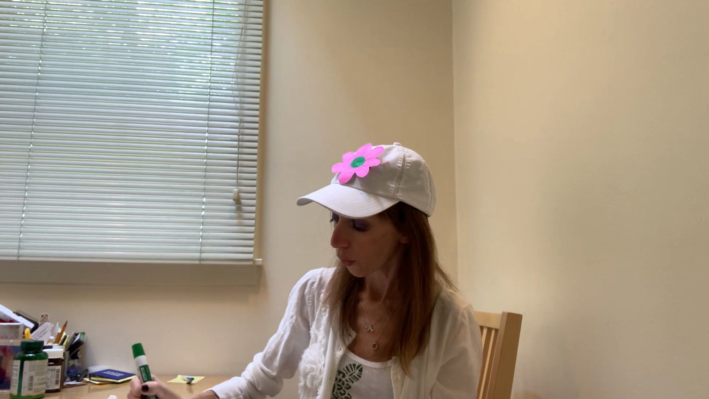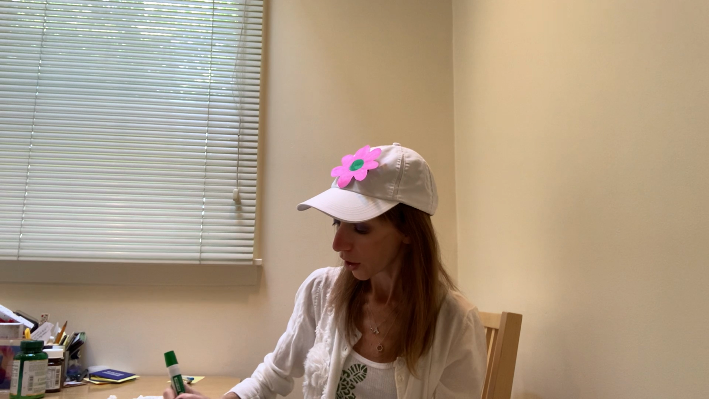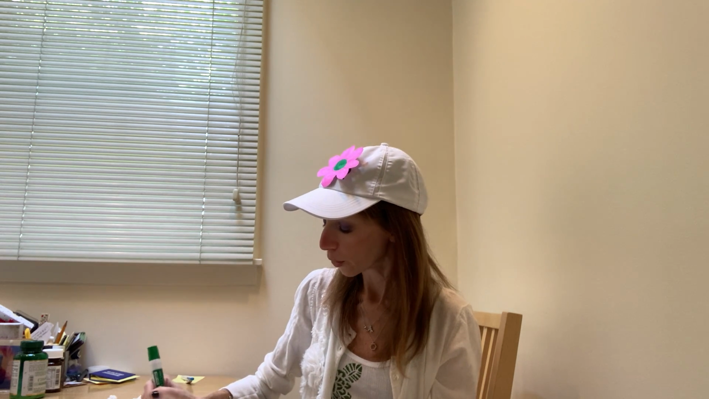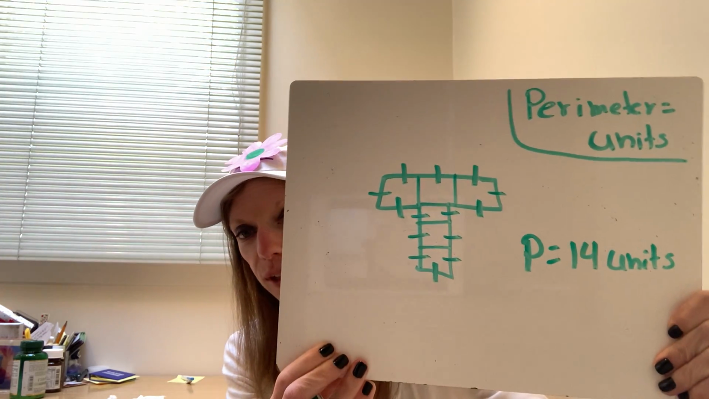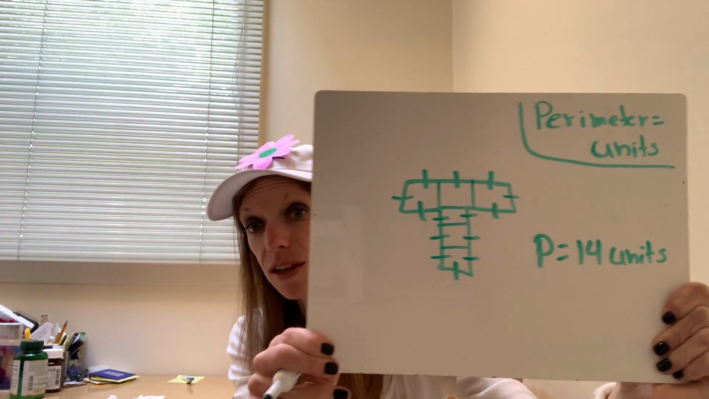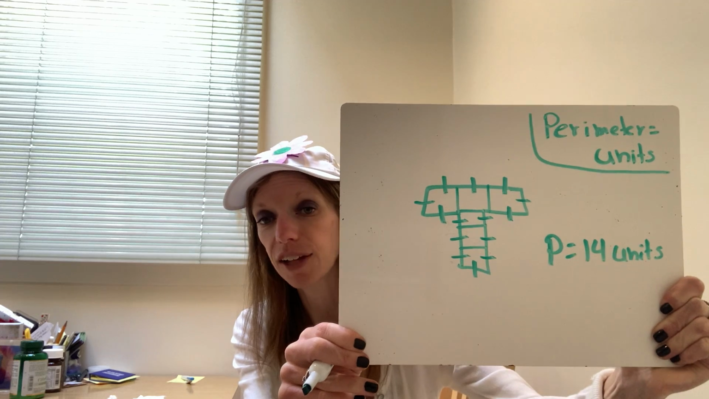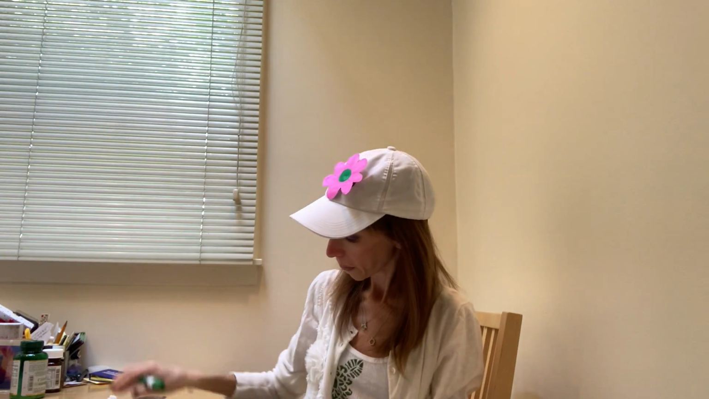So 1, 2, 3, 4, 5, 6, 7, 8, 9, 10, 11, 12, 13, 14. So the perimeter equals 14 units. Notice I marked off everything, so I didn't leave anything out. There's not one mark missing. We're counting the distance around. So you have to catch every corner and every line. All right, let's do another one like this. I'm going to make a staircase.